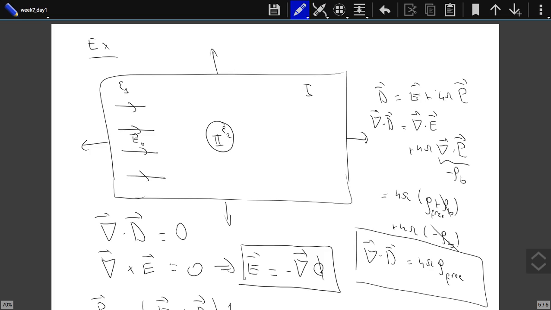For region 2, what's the boundary? Region 1 is not a boundary, it's a volume. A boundary should be a surface. The surface of the sphere is my boundary. So in both cases, both in region 1 and region 2, one of the boundaries that I have is this sphere.